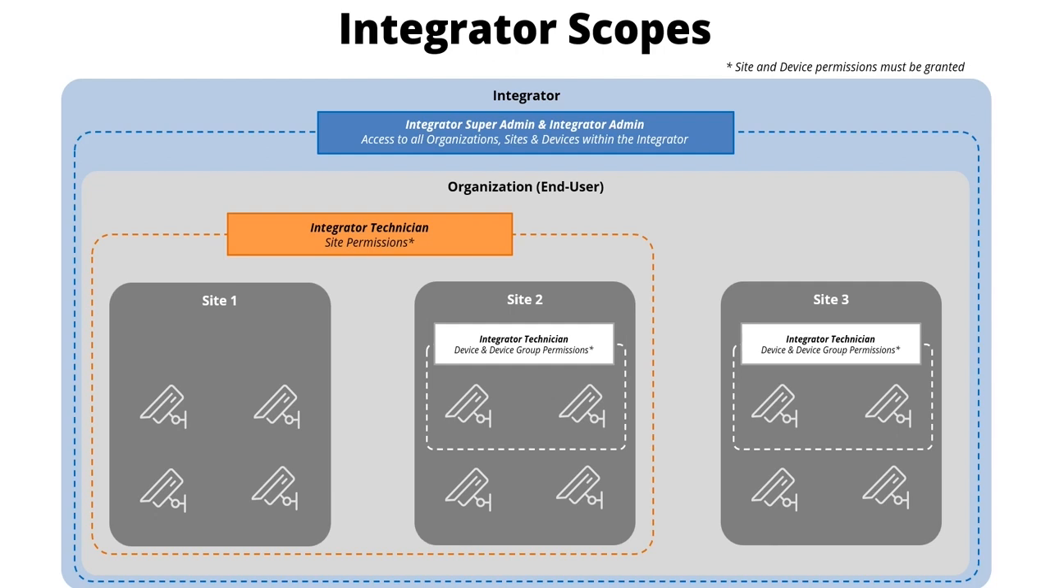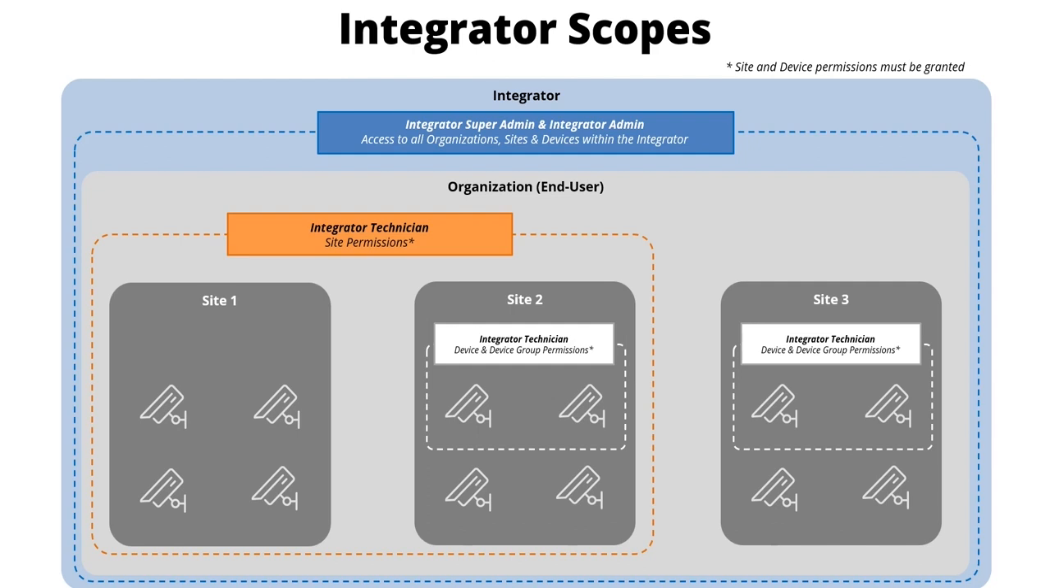So in review, the integrator scopes: integrator superadmin, integrator admin, large blue box here, will get all access to organizations, sites, and devices within that integrator. Integrator technicians, represented by the orange box or the white box, can have granular permissions at a site level, a device level, or a device group level.